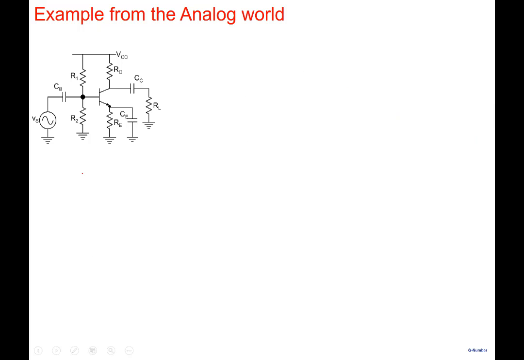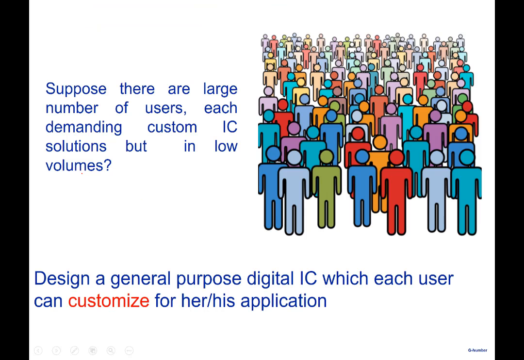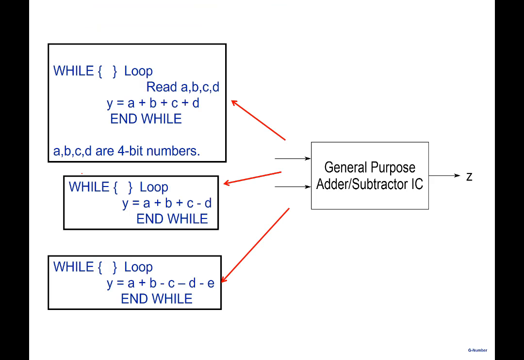So we come back. What we are going to do for our example here, for all these ICs that we required, A plus B plus C plus D, A plus B minus C, is design a general purpose adder subtractor IC. This general purpose adder subtractor IC will be given to each one of these people. They'll customize it to do this or this or this or this. Right? So you still have one IC solution which will be customized for each one here.